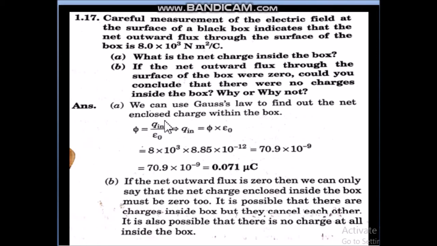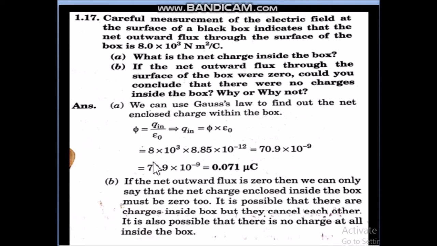Q in denotes the total charge inside the surface. So whenever we are given flux, we can calculate total charge by this formula. Let us put the flux value from the question. Epsilon 0 is always fixed, 8.85 into 10 raised to power minus 12. This way the total charge will be calculated. You can write this answer as it is, or you can convert it to microcoulomb or some other prefix. This answer is in coulomb.